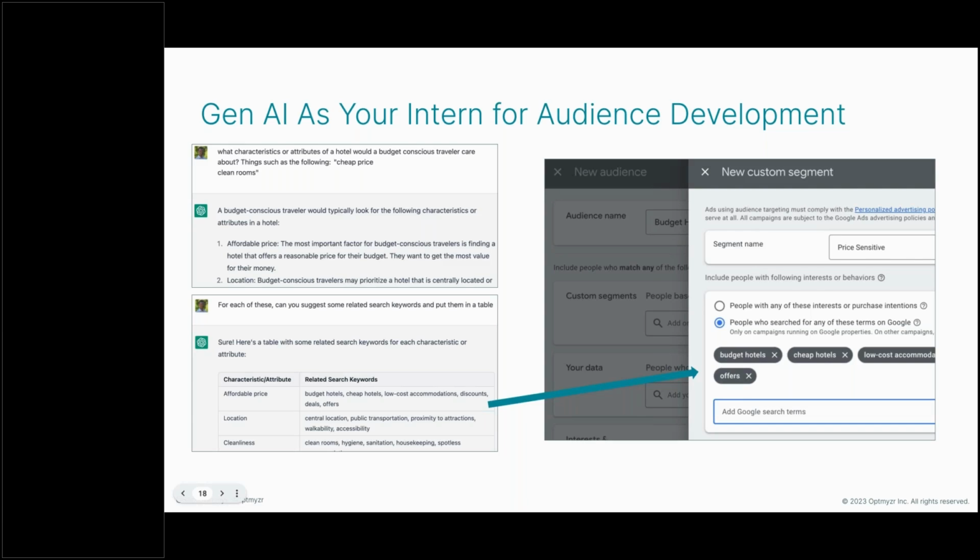And I said, well, actually, can you just put that in a table and label what the characteristic or the attribute is, and then give me in the second column a bunch of keywords that someone might type in when they are that type of hotel buyer. And so it comes back, and now what I can do is go into Google and build custom audiences and a custom segment, and I can literally stick in these related search keywords that generative AI gave me, and quickly build an audience around that. In this case, I call it the price sensitive segment. And so I stick in those keywords.